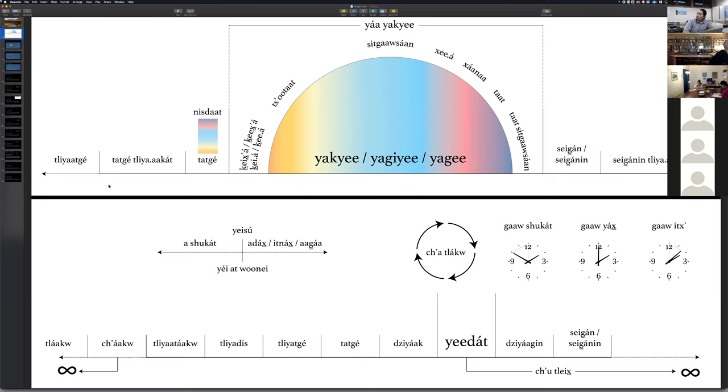Here we have phases of the day, and we'll start there. We'll do the smaller one. The daybreak, when it's dawning, you've got Kea. And if you are a southern Tlingit, probably in Teslin, it is said differently.